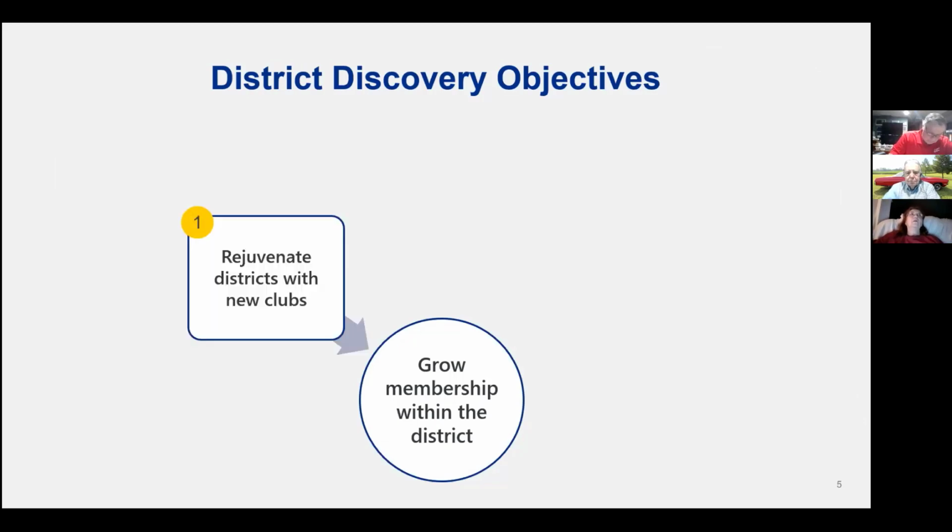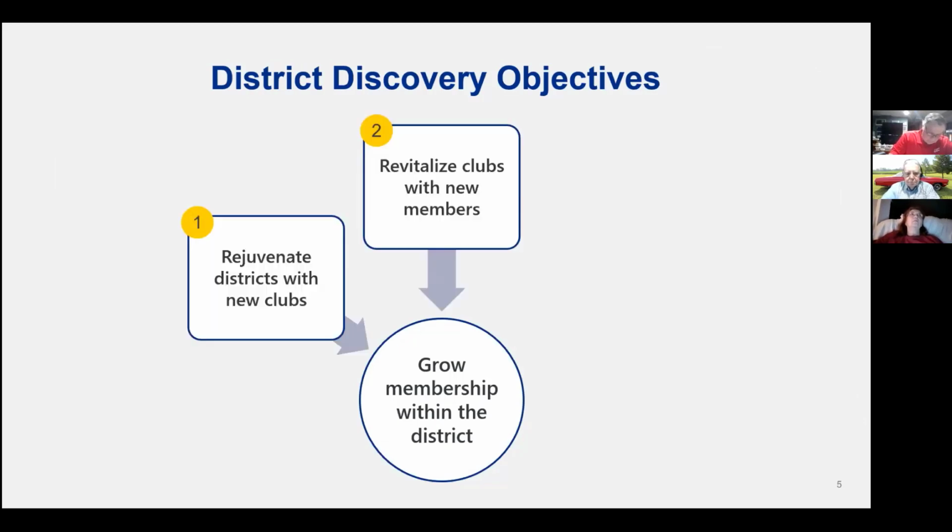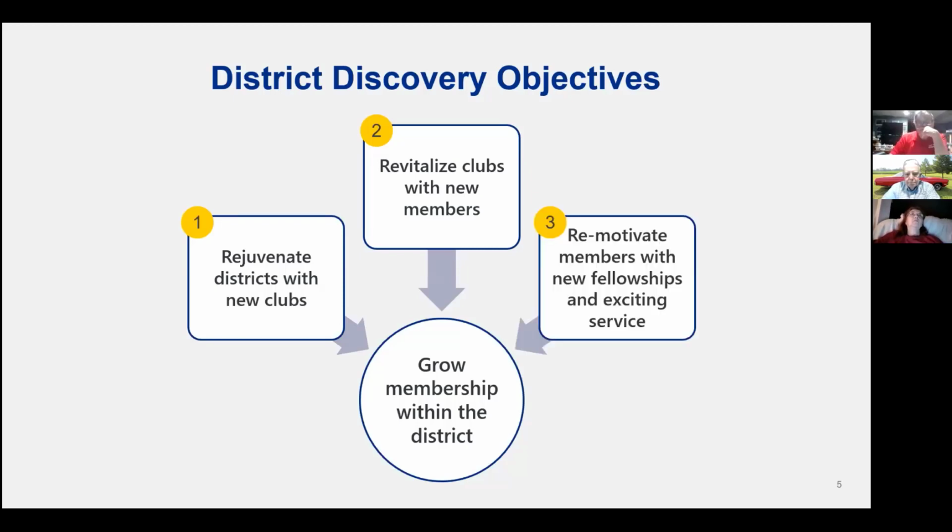And how are we going to do that? We're going to do that by rejuvenating districts with new clubs. We're going to revitalize clubs with new members, and we're going to remotivate members with new fellowship and exciting service. Focus areas 1, 2, and 3. And as we get toward the end, there's going to be focus area 4, and that is supporting clubs and district leadership, that training.